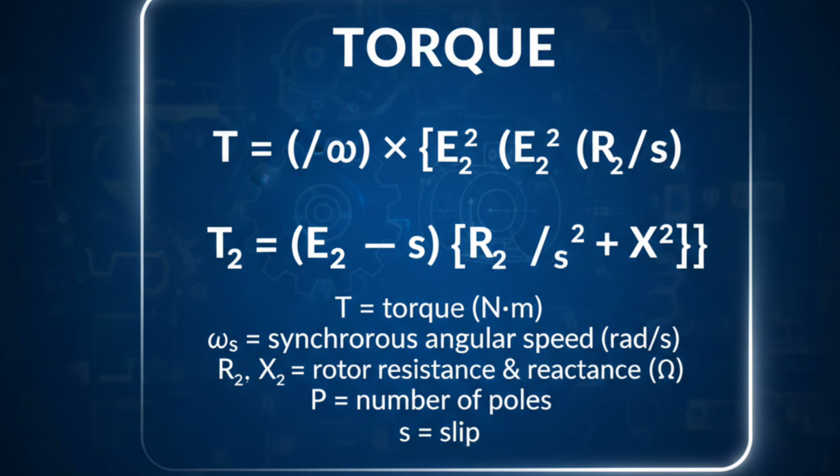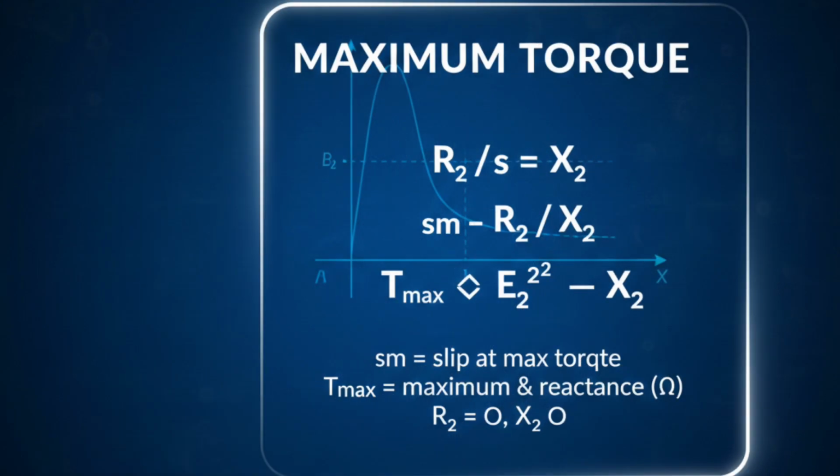Now we look at the condition for maximum torque. Maximum torque occurs when rotor resistance divided by slip becomes equal to rotor reactance. From this condition, we get the slip at maximum torque, which is written as Sm and is equal to rotor resistance divided by rotor reactance. The value of maximum torque is proportional to the square of rotor-induced voltage and inversely proportional to rotor reactance. A very important point for exams is that maximum torque does not depend on rotor resistance directly, only the slip at which it occurs changes.